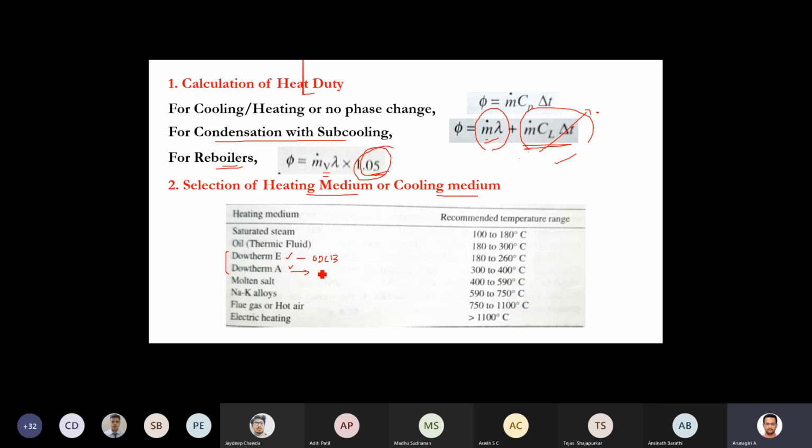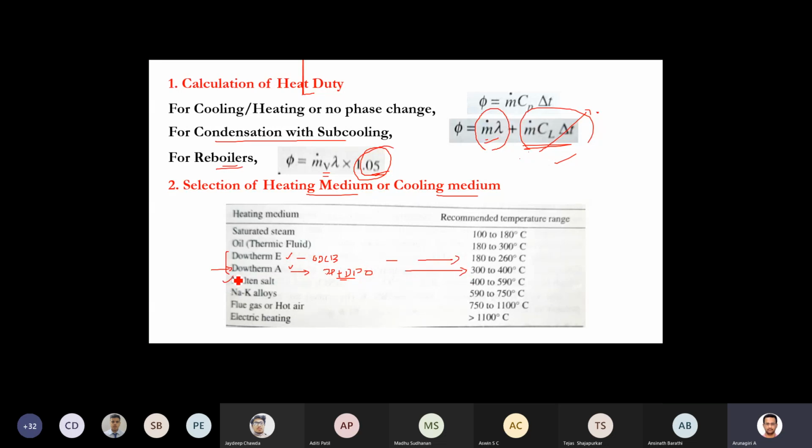It is a eutectic mixture, which is a mixture of diphenyl and diphenyl oxide. This is the combination of Dowtherm A. The percentage will vary. Diphenyl will be around 27%, diphenyl oxide will be around 73%. So this is like a eutectic mixture. Okay. And the applicability of these cases will be in this temperature range.